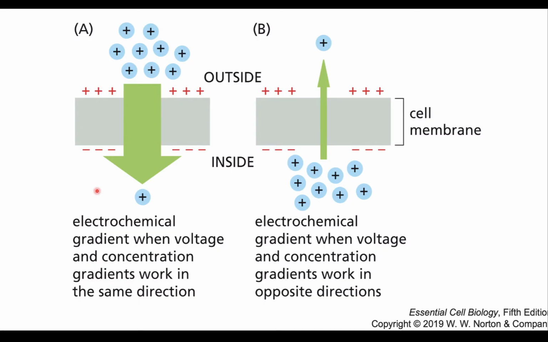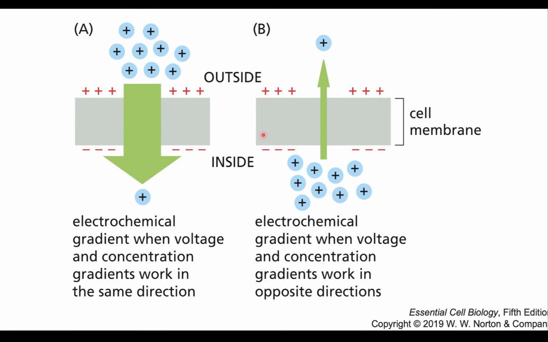We can see how the gradients can interact. In A, we see that the gradients can combine to produce a greater force than either of them separately. In this case, we have a positively charged ion that has a high concentration outside the cell and low inside the cell, and is also attracted to negative charge at the surface of the membrane. So the chemical gradient, the concentration, is driving the ion to the inside of the cell, and the electrical gradient is also driving the movement of the ion into the cell.